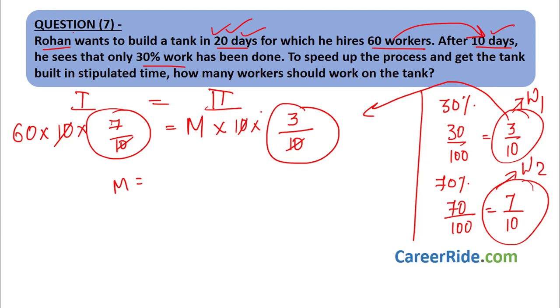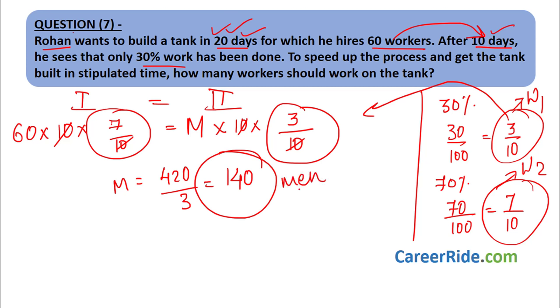So this 3, this 7, 7, 6 are 420, divided by 3 is equal to 140. So 140 men are needed for Rohan to complete the remaining work in the remaining 10 days so that the tank gets built in 20 days. Remember, it is not asked how many more workers are needed.